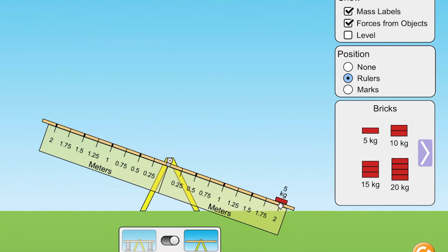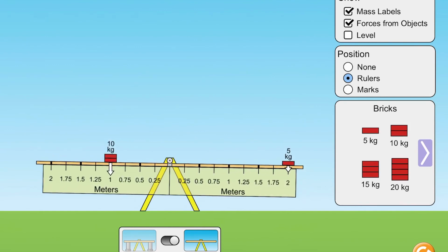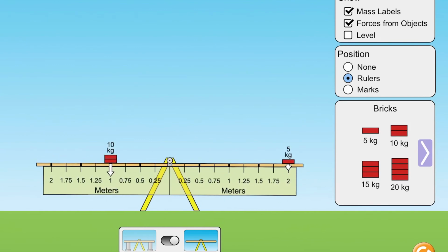So according to our calculations, we had to put a 10 kilogram mass at the 1, and you can see that the law of the lever is true. In order to get this guy to balance out, you have to have 10 kilograms at the 1 meter to balance out the 5 kilograms at the 2 meters. And the law of the lever applies for static levers, that is, in equilibrium, they're not moving.